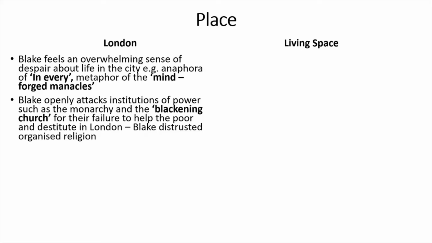Blackening, this metaphor really has two meanings to it. One, there is a literal blackening from the pollution and the smog of industrialization, and two, there is a kind of moral stain on the church for its failure to look after the poor. We also have the image of the blood of the soldiers running down palace walls. So Blake really views these buildings as representative of institutions of power.